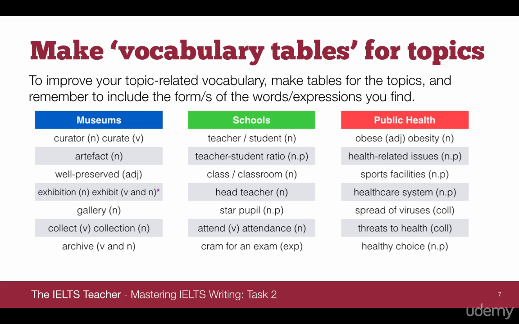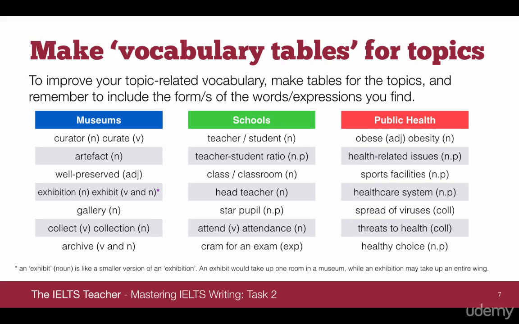healthy choice. Just a little point to make about that purple asterisk on museums, exhibition and exhibit. It's a commonly confused word. An exhibit is like a smaller version of an exhibition. While an exhibit would take up just one room in a museum, an exhibition may take up an entire wing.